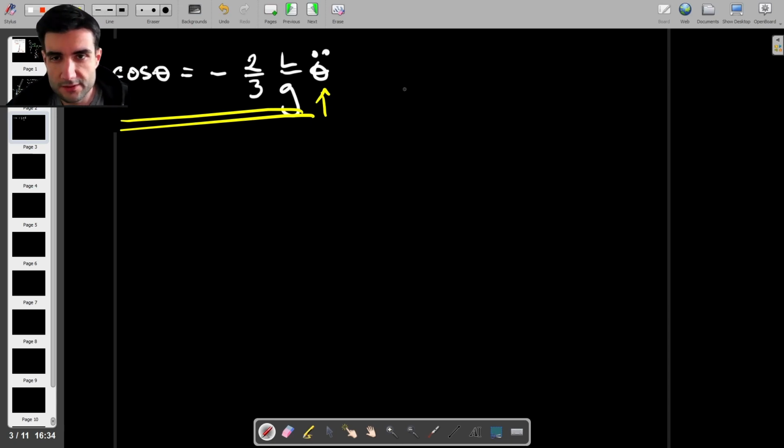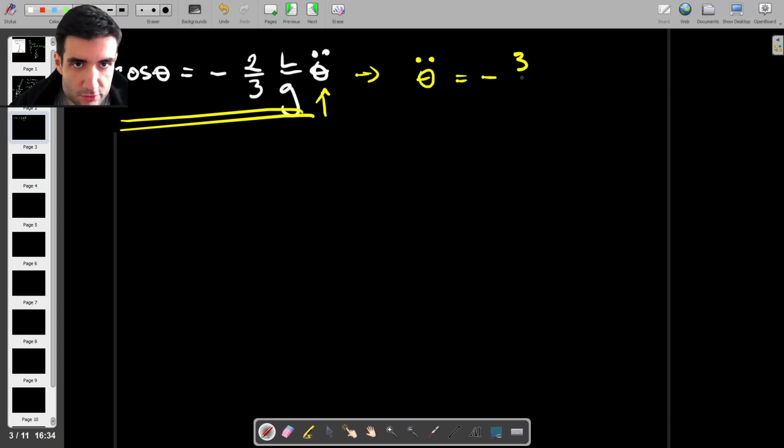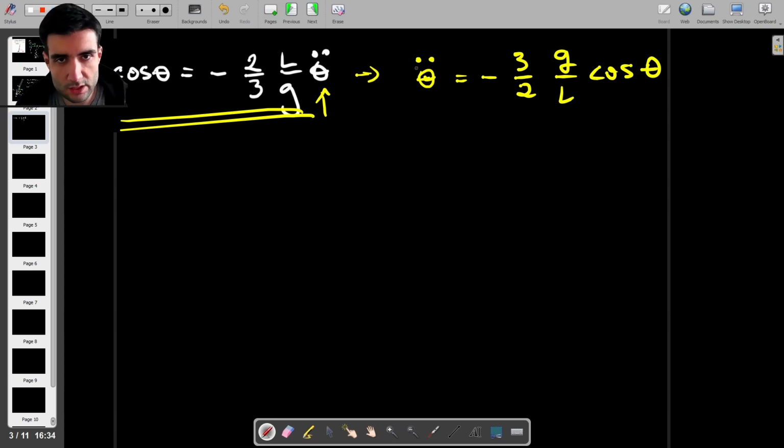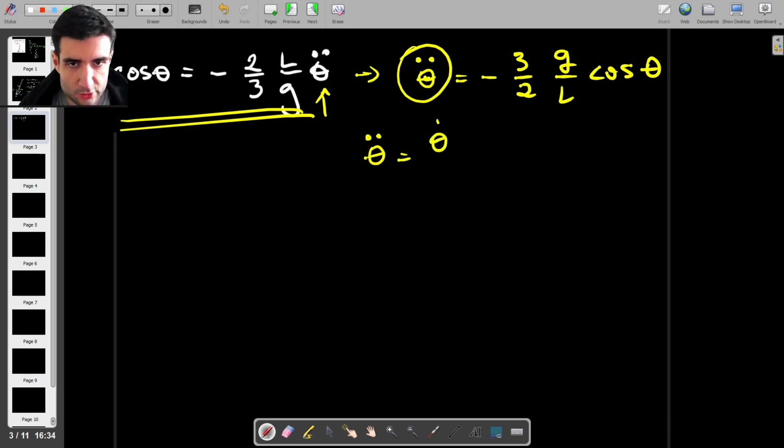So I think what I will want is actually to have theta double dot by itself. So I'm going to move everything around again. So this is going to be minus 3 over 2 and then g over L cosine of theta. Right, now technically we have to integrate twice, but what I'll do here is rewrite theta double dot in a slightly different way. So theta double dot is the same as theta dot d theta dot over d theta.